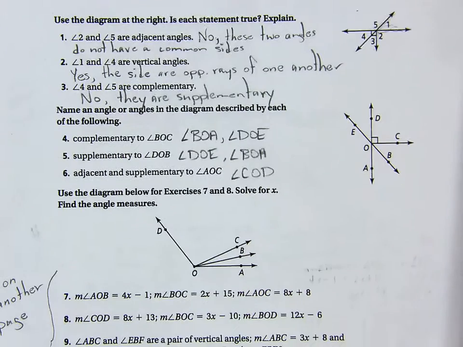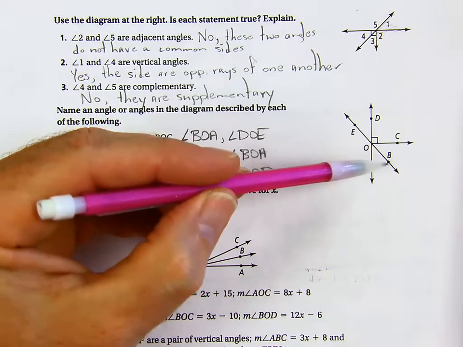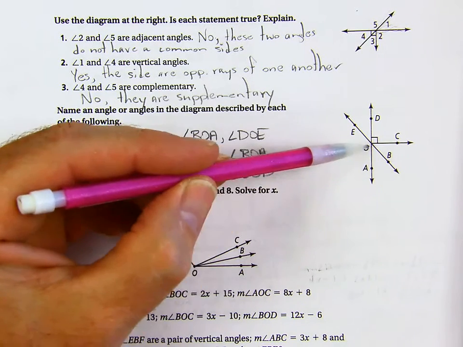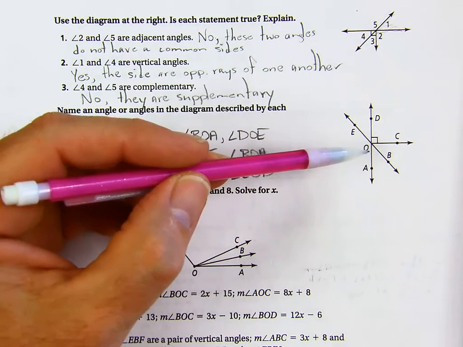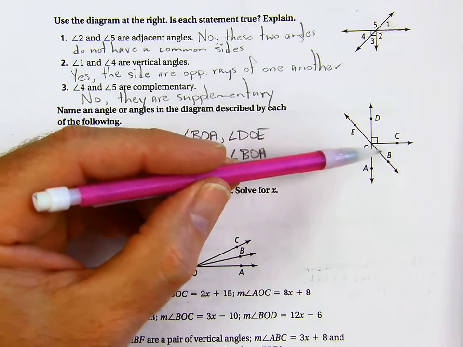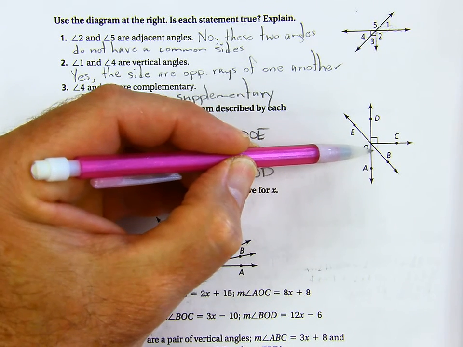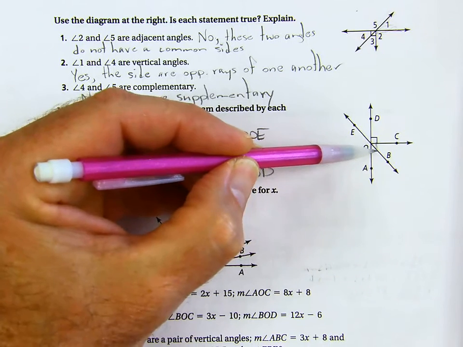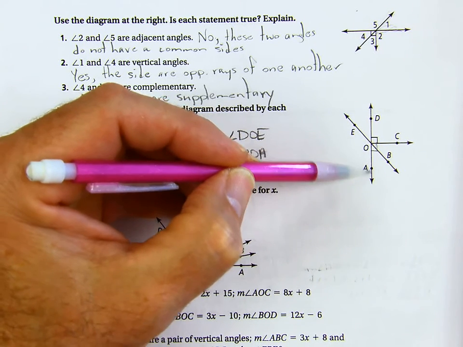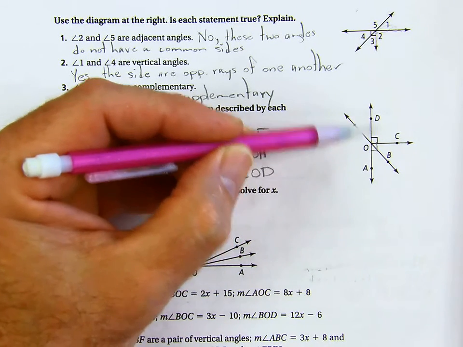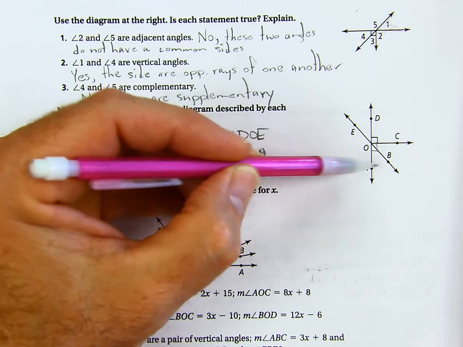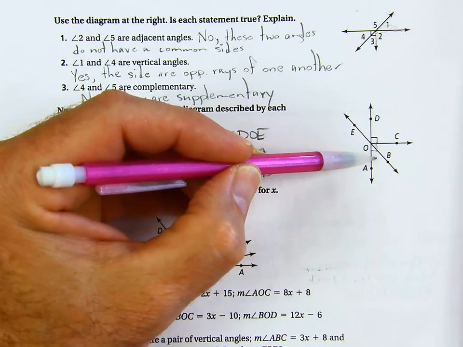All right, the next problem: name an angle or angles in the diagram described by each of the following. So you give me a name. Angles that are complementary to BOC. Well, here's BOC. Complementary to BOC would mean that they add to BOC to make 90. Now, since this angle here was a right angle, then this angle right there would also be a right angle. That would be a box, because that's a linear pair of angles. AOC and COD make 180 degrees, linear pair. So this angle and this angle are complementary.